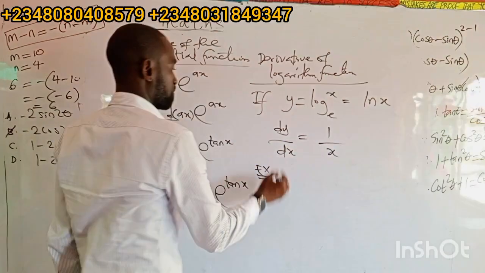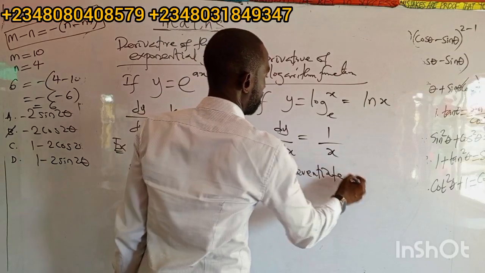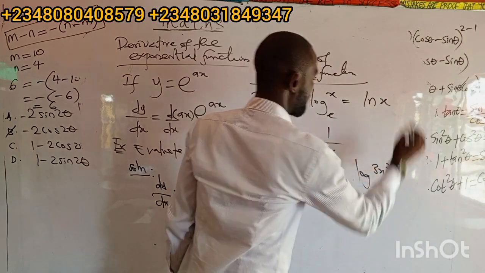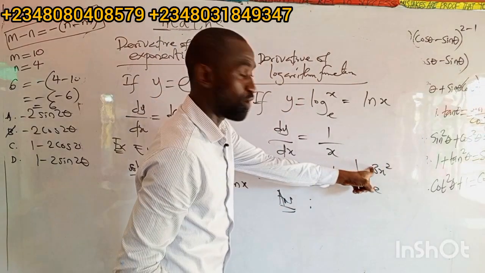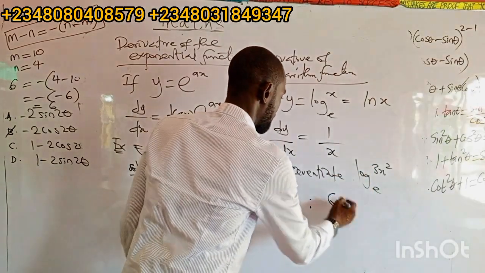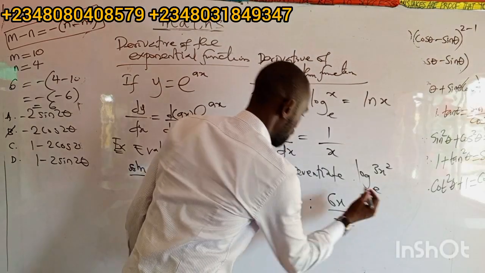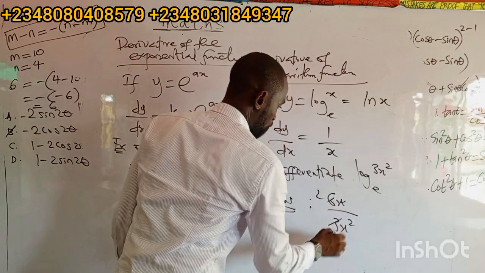Example. Differentiate log 3x squared base e. What's the answer, class? I will differentiate what I have on top here. That is 6x all over what is in back, 3x squared. So what happened? 3 here is 1, 3 here is 2. 1x equals 1x here.